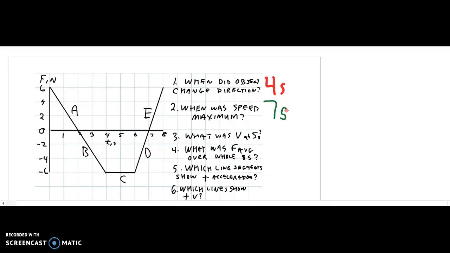On to question 3, excuse me. What was the velocity at 5 seconds? One more time, the velocity at 4 seconds is 0. Then I have to look at 5 seconds. So at 5 seconds, it's going to be area again. The area of this is force times time, or length times width. So the length is 1 second. The height of this is negative 6.